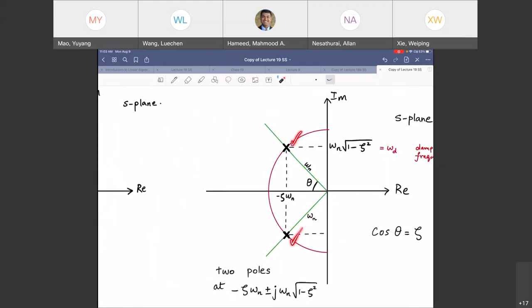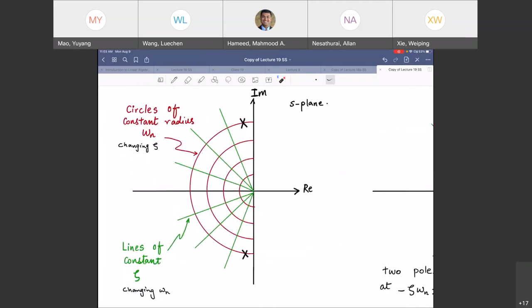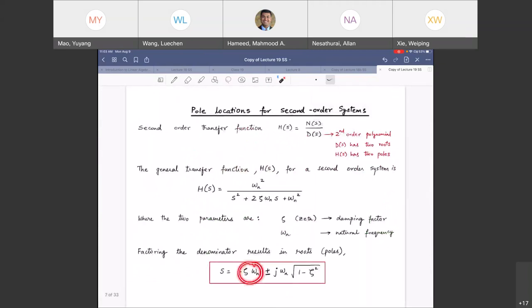So I've got here one, here one. What is the real part of it? Negative zeta omega n. How do you know that? Go back. That's the real value. What is the imaginary part? This is the imaginary part, right? So the real part of both the poles is the same, negative zeta omega n. So good, negative part is real. Real part is negative, stable. And the imaginary part is omega n multiplied by square root of 1 minus zeta squared.